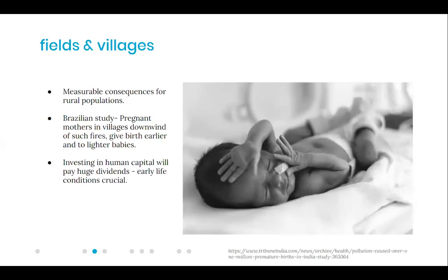So there are very measurable consequences for rural populations. And again, he refers to a Brazilian study because Brazil is very similar in economic status to India right now. And it was found that pregnant mothers living in villages located downwind from such fires of crop stubble gave birth prematurely and to lighter babies. So he said it's very important for us to invest in human capital because that is eventually what will pay off economically for the country.